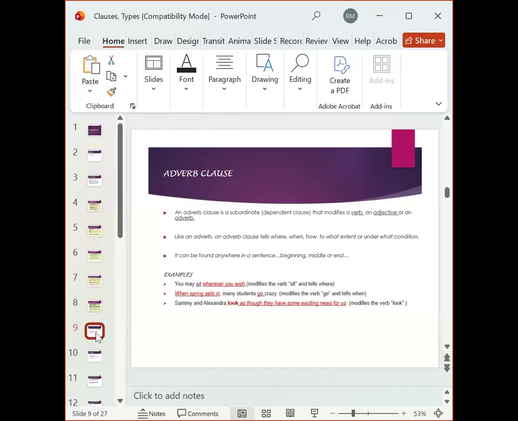And remember, it's a clause. So there will be a finite verb in that clause. And remember, it's a group of words. So a clause is a group of words with a finite verb and a subject, modifying a verb. That will be an adverb clause. And they tell where, when, how, to what extent, and at what condition something happened, the same way we know adverbs do. The clauses do the same thing.